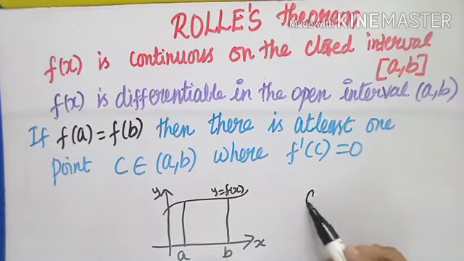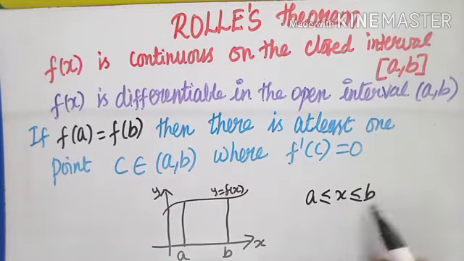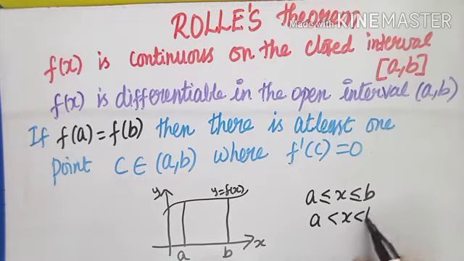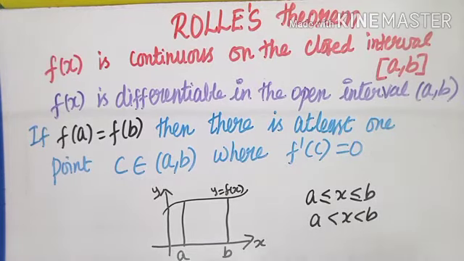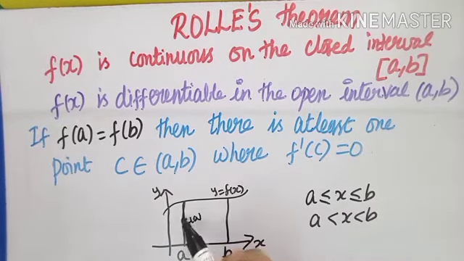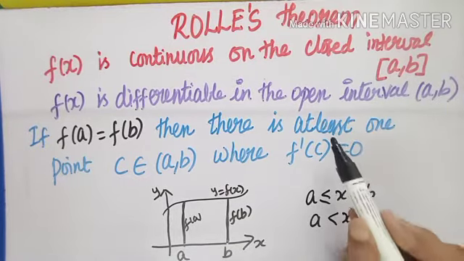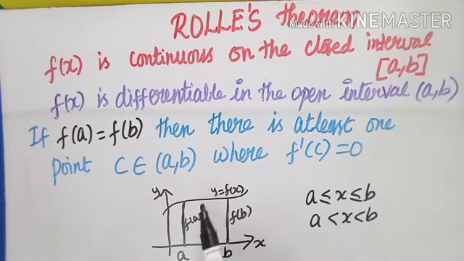Closed means a less than or equal to x less than or equal to b, end values inclusive. Open interval tells me a less than x less than b, end values are not inclusive. The third condition: this is f of a, the height, and this is f of b, the height. Both are equal. Whenever f of a and f of b are equal, I can have at least one point c somewhere here where I draw the tangent. The tangent will be parallel to the x-axis.